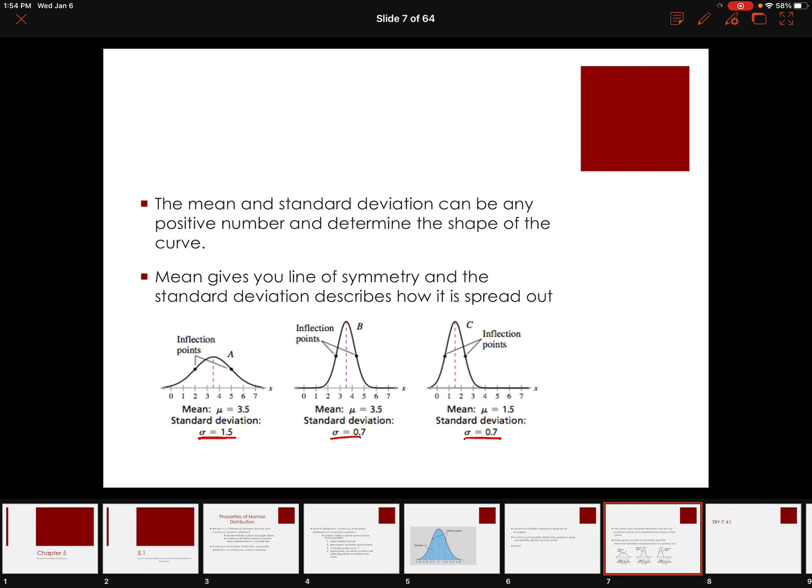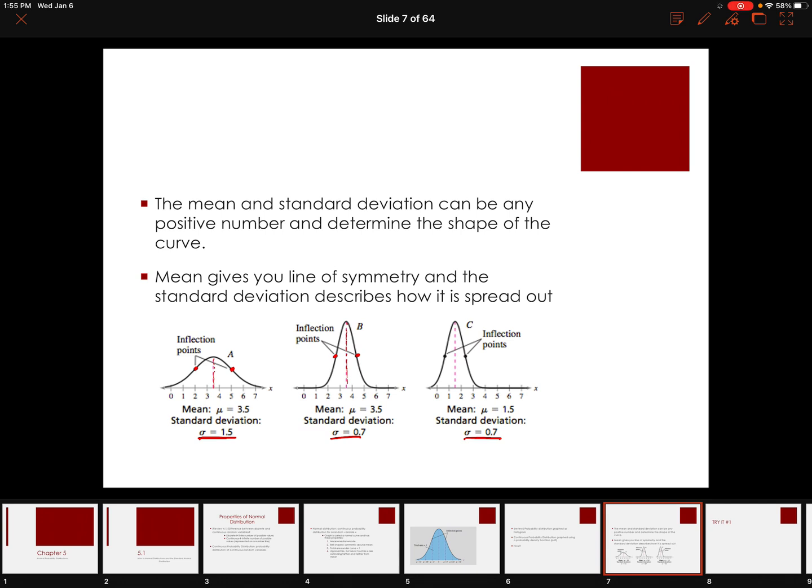So if I look here in the first graph A, it gives me the mean is 3.5, and I see that line is right down there. So my inflection points would be at 3.5 plus 1.5, which is 5, and 3.5 minus 1.5, which is 2. So I can graph it by first plotting the mean and then the inflection points. Same with graph B. Graph B has the exact same mean, 3.5. So my line of symmetry is here, but my standard deviation is 0.7. 3.5 minus 0.7 and plus 0.7 gives me my inflection points.